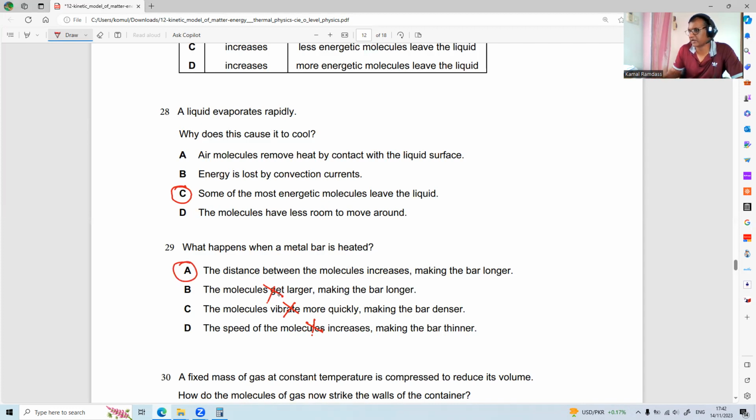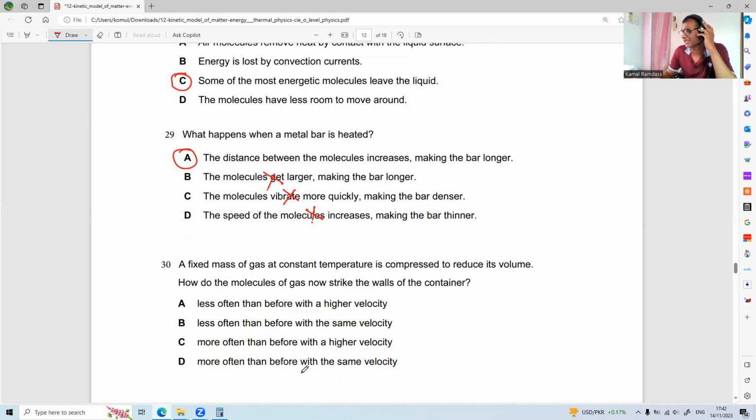That is the answer. A fixed mass of gas at constant temperature is compressed to reduce its volume. How do the molecules of the gas now strike the walls of the container? Compress, that means less often. No, it becomes more often. Same amount of molecules in a smaller volume, more often. More often, but with the same velocity, constant temperature. Velocity depends on temperature.